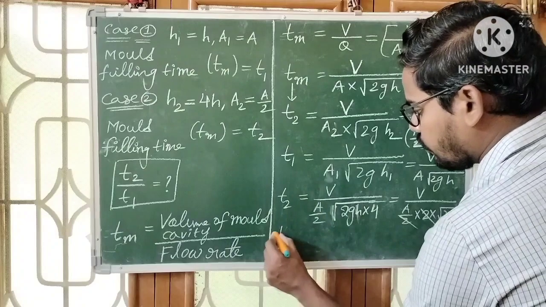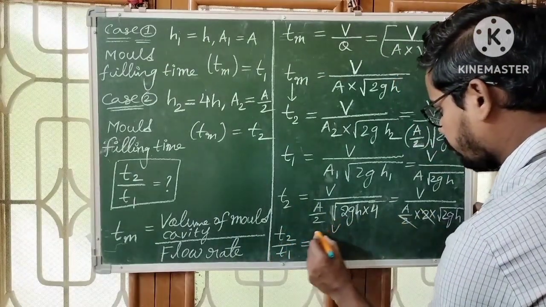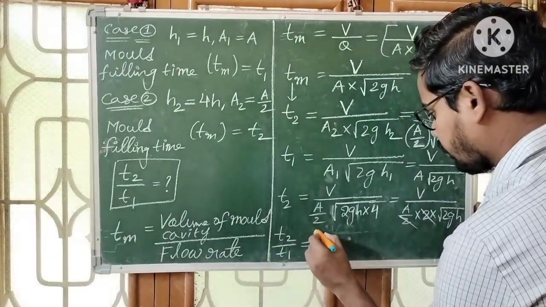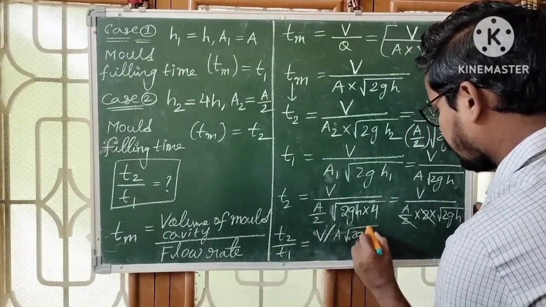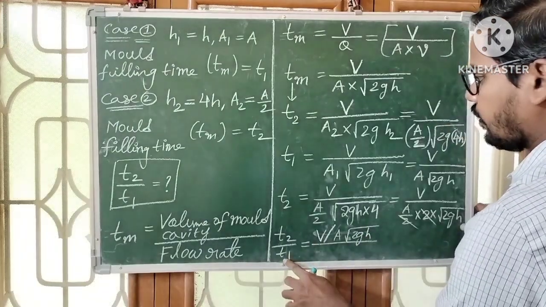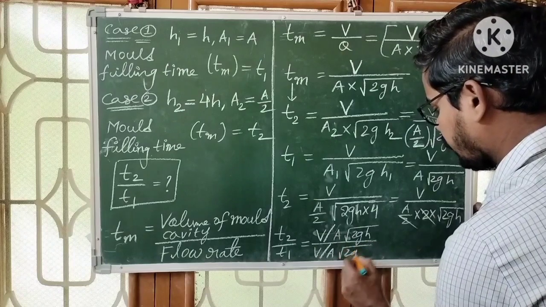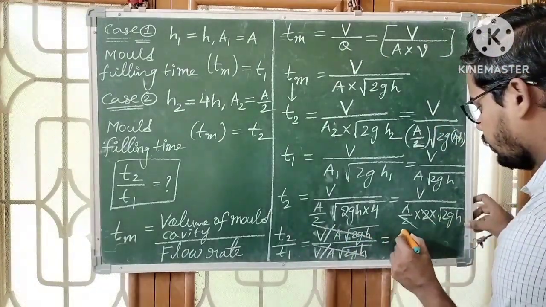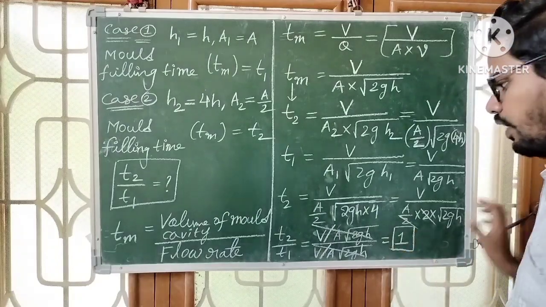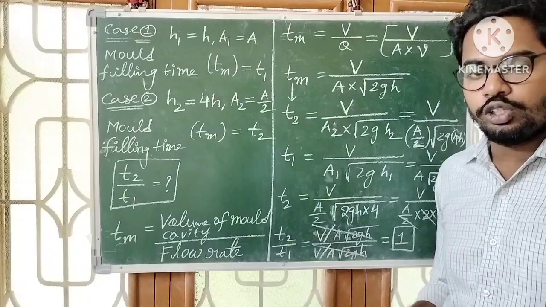Now T2 by T1 is equal to V by A into root over 2gh divided by T1, and T1 is the same, V by A into root over 2gh. So numerator and denominator get cancelled. Then what is the ratio? T2 by T1 is equal to 1. Therefore, the ratio of mould filling times T2 by T1 is equal to 1.